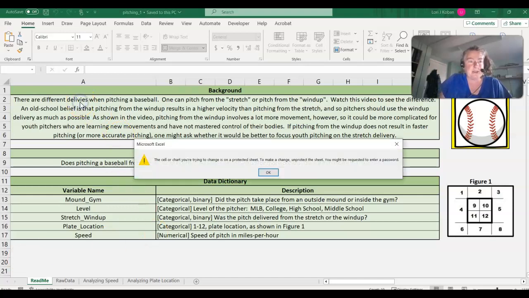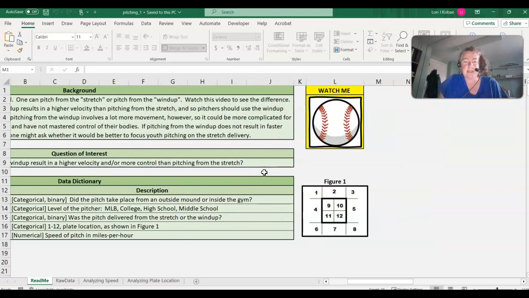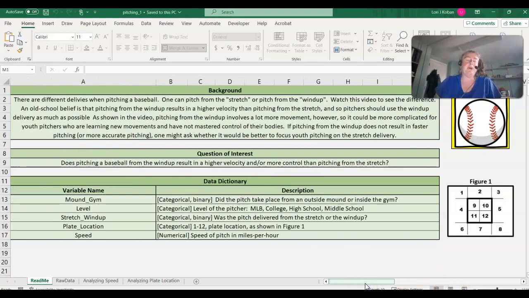I just noticed a typo. Oh, it's protected, so we're just going to have to get over the typo.